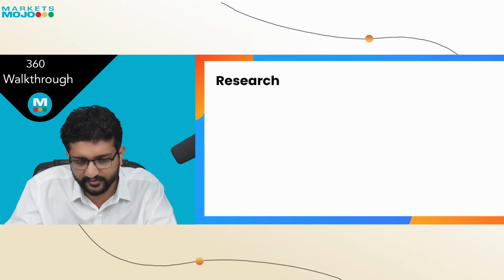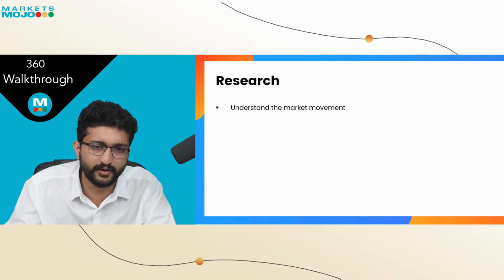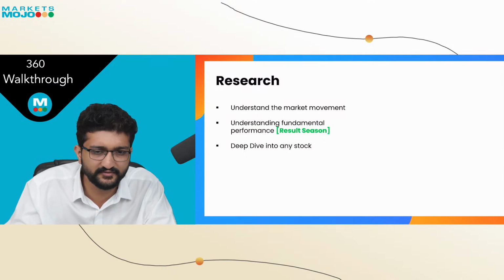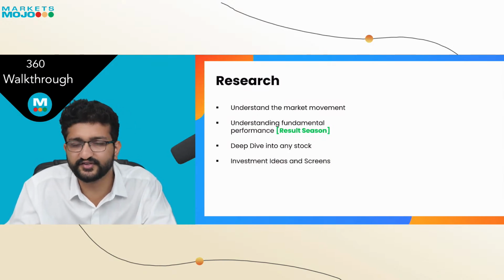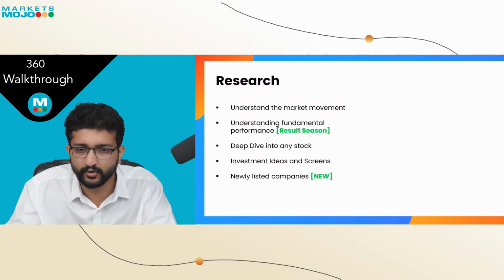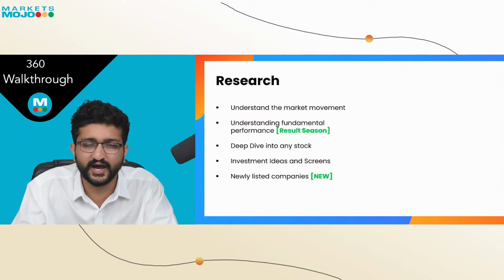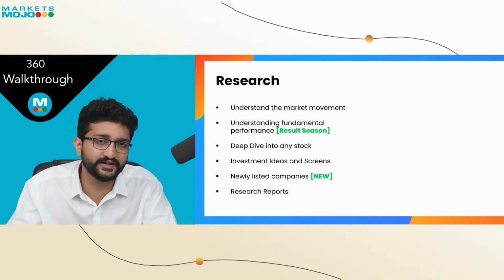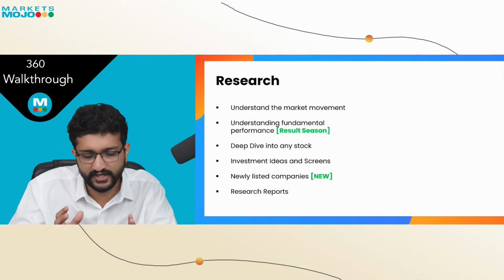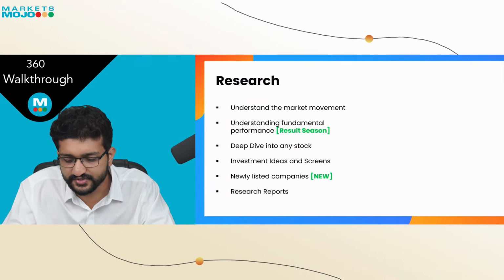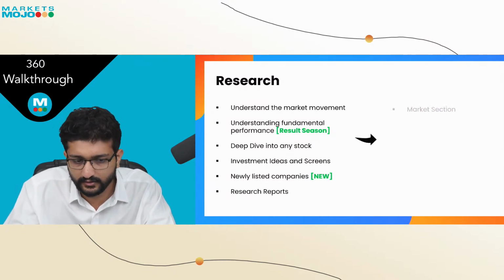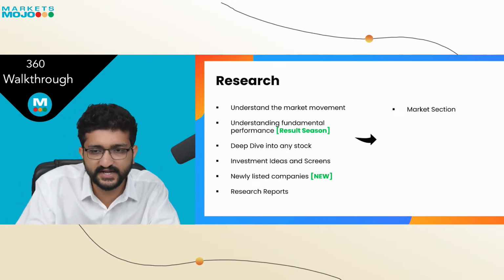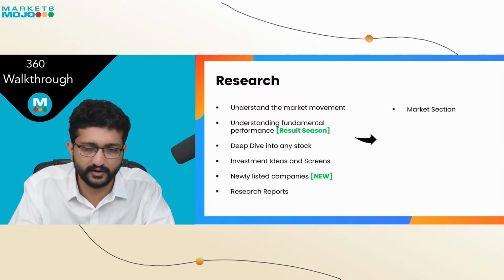So speaking about research, to understand the market movement, to understand the fundamental performance of companies, deep diving into any stock, ideas and screeners, as I said, investment ideas. Now this is something new, which is the IPO section, the newly listed companies. We are also analyzing them. And lastly, research reports. So for each of these questions, each of these features, we have one section on MarketsMojo particularly for that. To understand the market movement, I've written the market section.